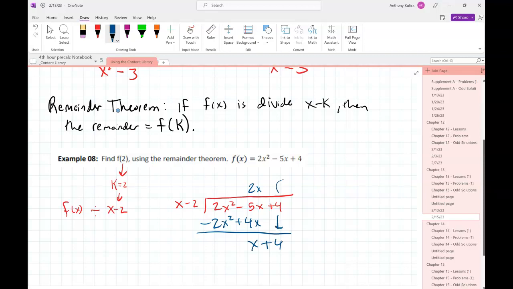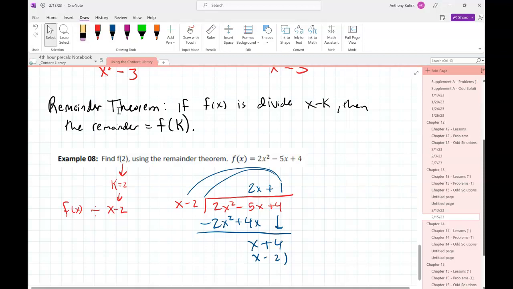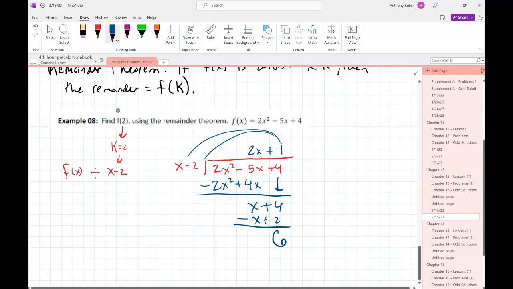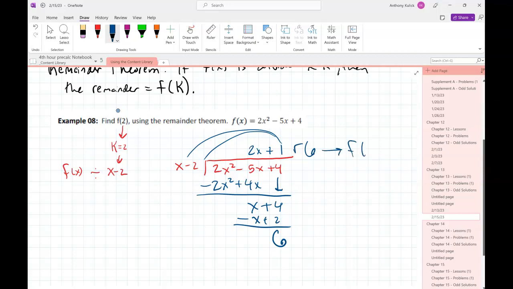Then I'll ask myself, what times x gives me x? 1. Multiply through, and we'll subtract down. And I get my remainder as 6. So that tells me f of 2 should equal 6.